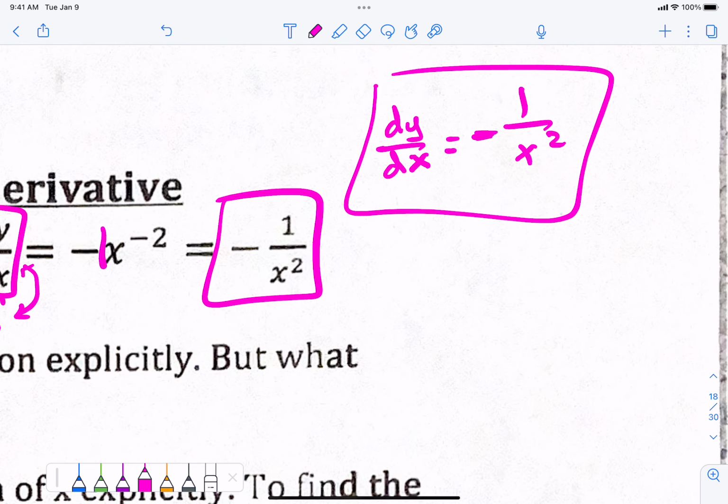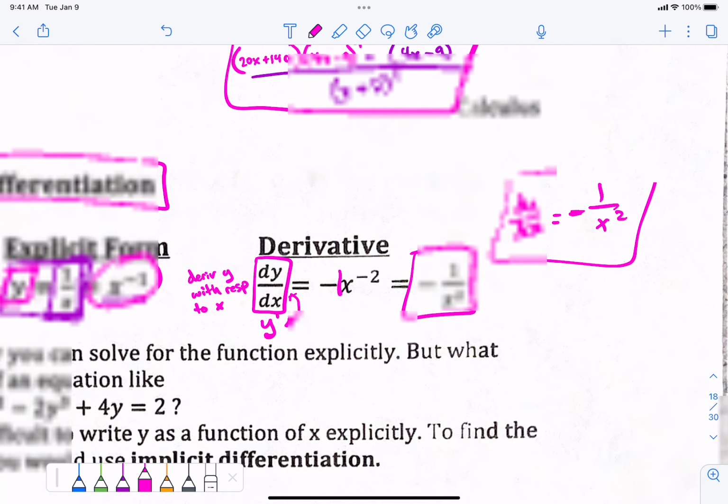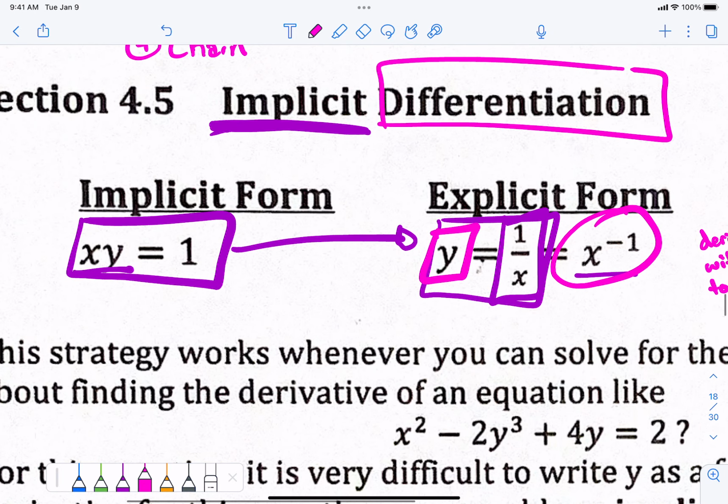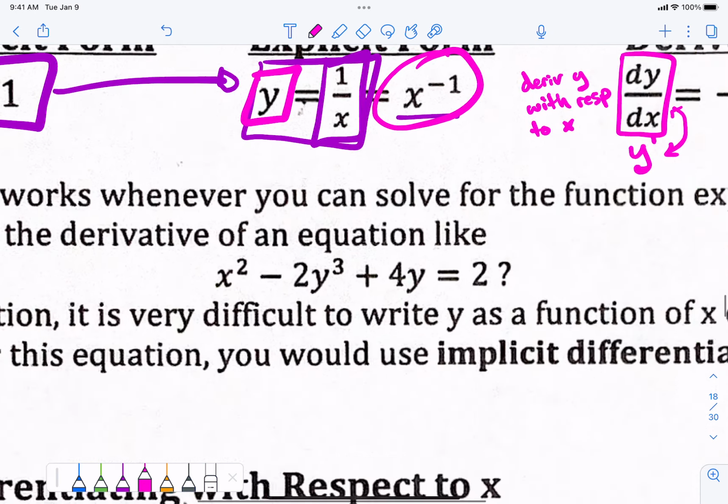Now, that still is taking the derivative explicitly, right? We're used to it. We just moved it from implicit to explicit. Now, sometimes you will get a problem like this, where how do you solve for y?